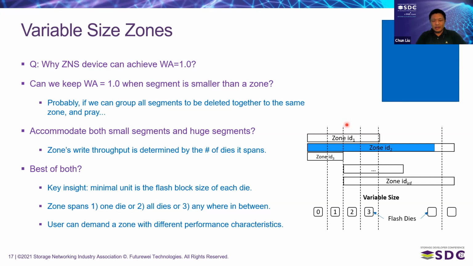There's also a possibility to reconfigure the device into smaller zone sizes. The issue with smaller zone size is a dilemma here. Each zone's write throughput is largely determined by the number of dies it spans. So for a zone which spans only 1 die, the write throughput could be as little as 2% of the total write throughput. That's the reason we propose variable size zones. A zone can span as few as 1 die or as many as all dies, or anywhere in between. The user can demand a zone with different performance characteristics.